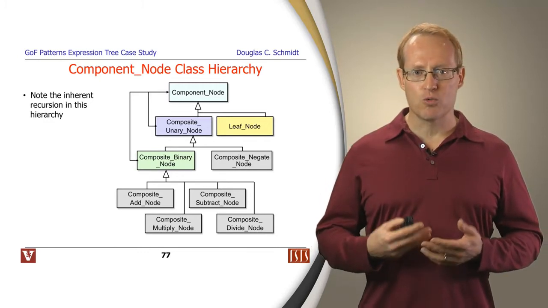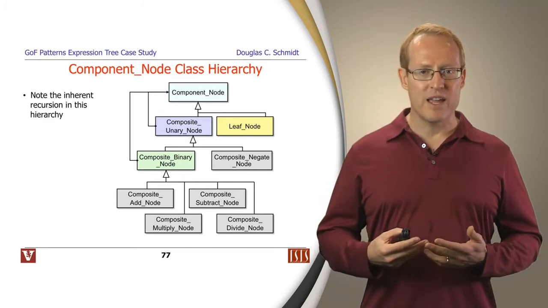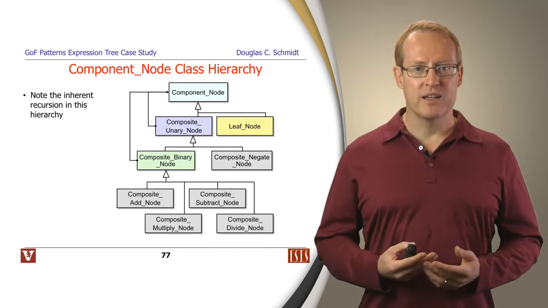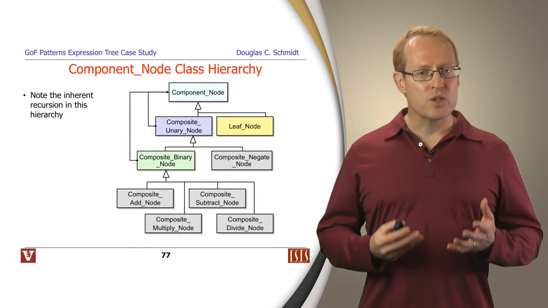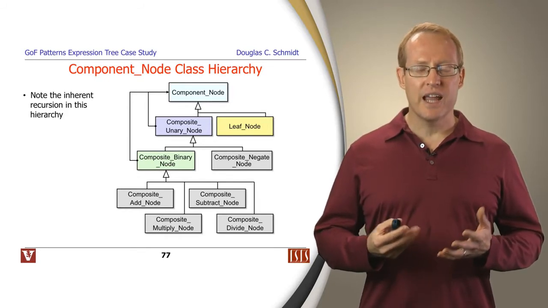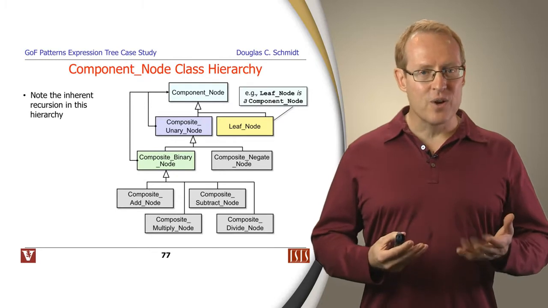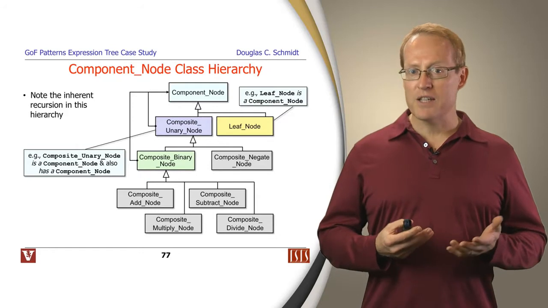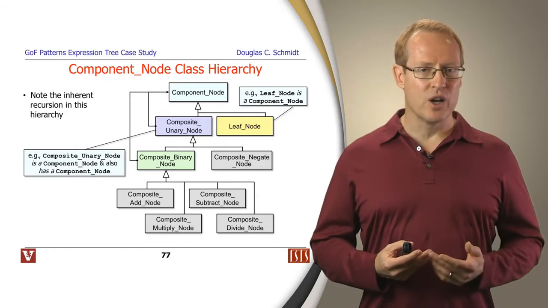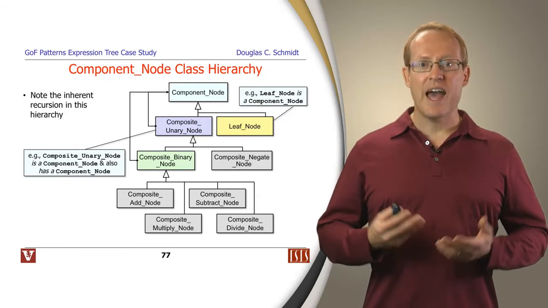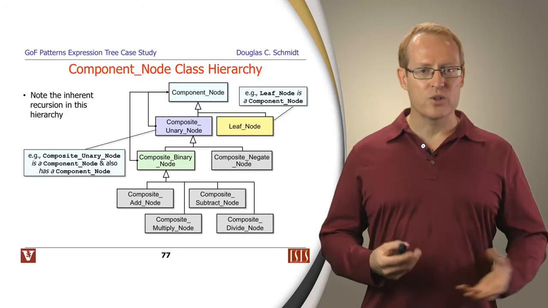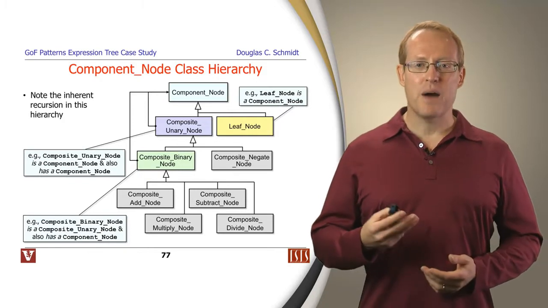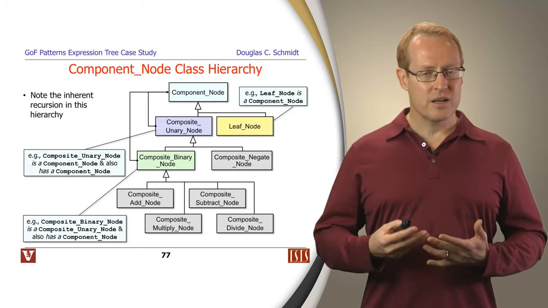As you can see, this is a much richer data structure than our very simple tree node struct that we had used in the algorithmic decomposition example. Note in particular the inherent recursion in this hierarchy. So a leaf node is a component node. It inherits from component node. Moreover, composite unary node is a component node. It inherits from it, and it also has a component node. It has a pointer to an instance of something that's a component node, which is its child. Likewise, the composite binary node is a composite unary node.